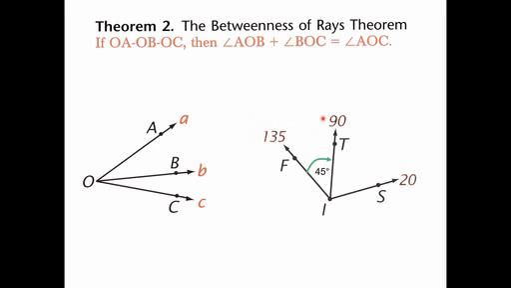Positive number differences measure angles, plus angle TIF, which would be how many degrees? TIS would be how many degrees? Positive number differences measure angles, 70 degrees. And how would that end? Well, look up here. This angle plus that angle equal the whole angle. Angle FIS equals, and this is the betweenness of rays theorem, the sum of these two angles. Hopefully you can do that one in your head, or 115 degrees.